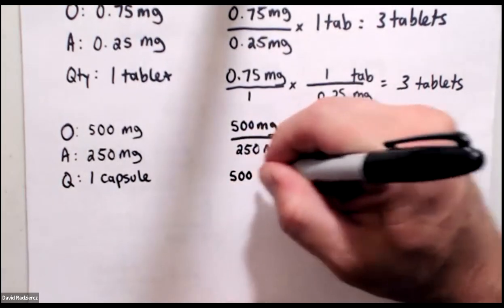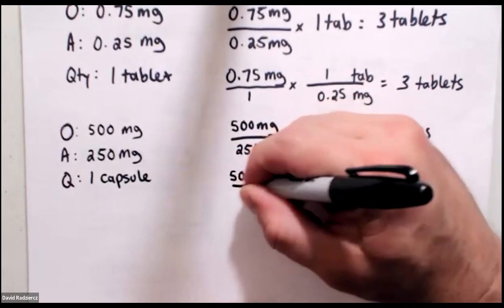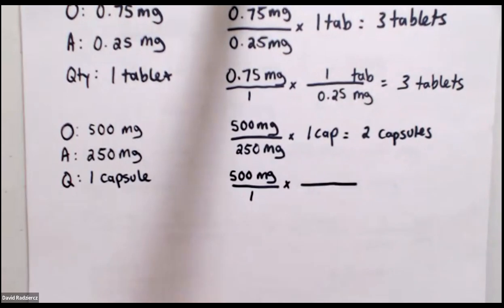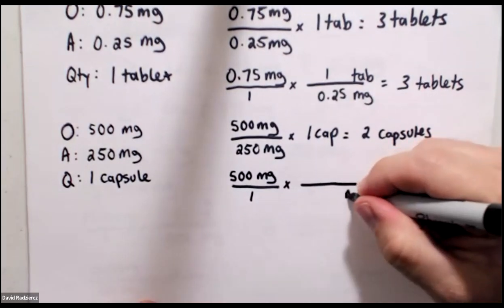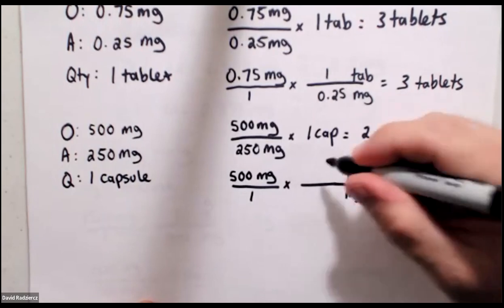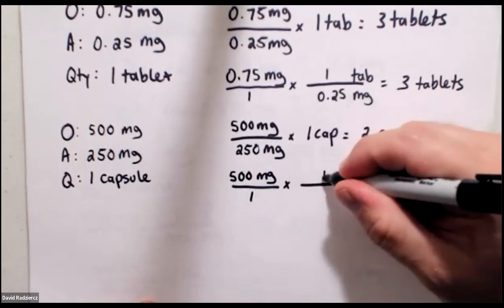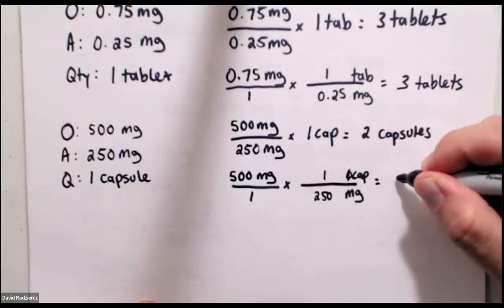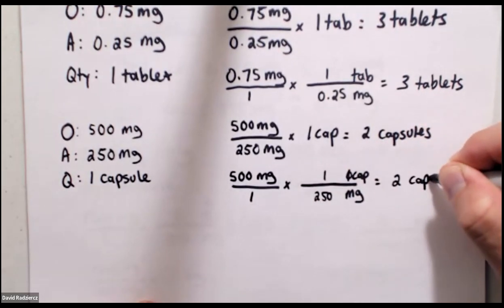And then for dimensional analysis purposes, I'm going to set it up exactly the same way. What's my conversion factor? Well, I don't want milligrams. I do want capsules. So I know that that's supposed to be 1 capsule, 250 milligrams, and I get the same answer, 2 capsules.